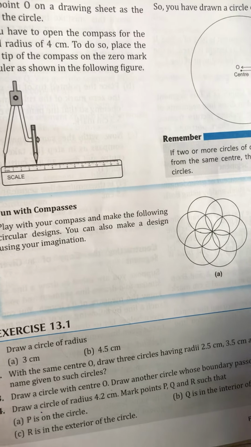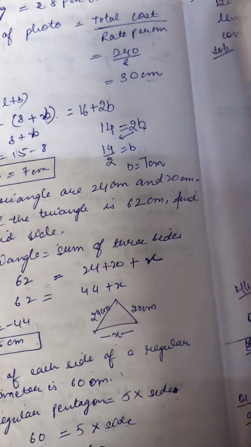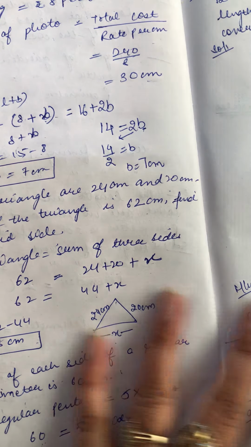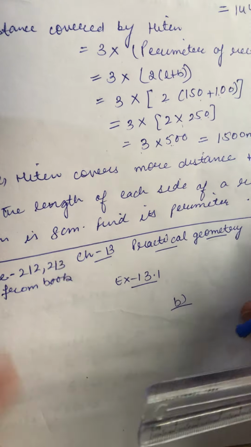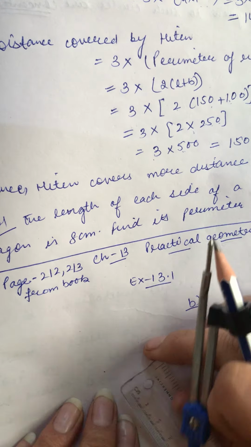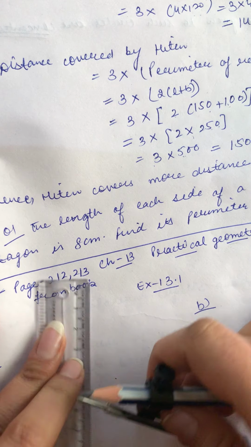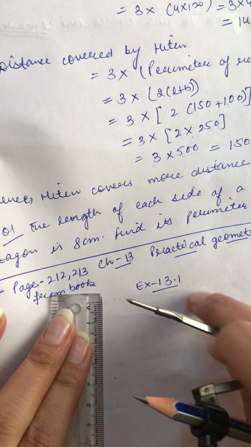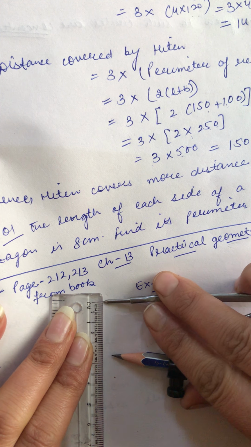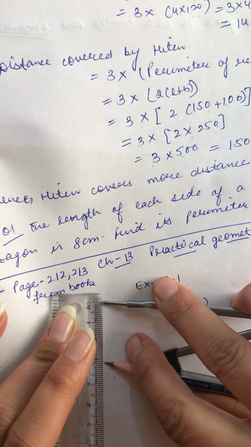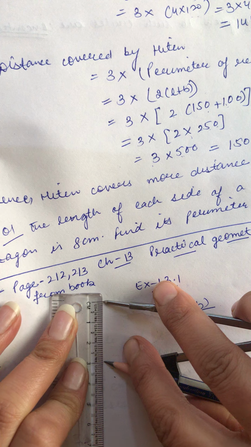This is exercise 13.1 from the book. Draw a circle of radius 3 cm. Now you have to draw the circle of radius 3 cm. It means you have to open the compass to a radius of 3 cm. How will you do it? You will take a scale and compass with a pencil. Now open the radius to be 3 cm. Open the compass keeping the tip on the 0 point, and then open the compass in such a way that it reaches 3 cm on the scale like this. So it is exactly 3 cm.